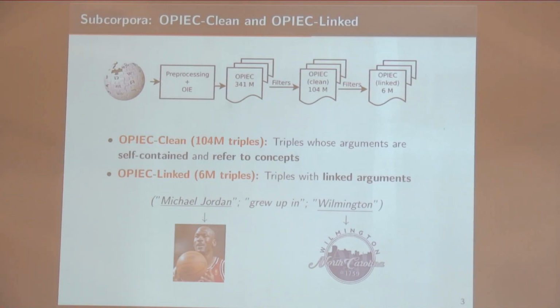OPIEC-Clean contains more than 104 million triples, whose arguments are self-contained and refer to concepts. So this is less noisy than the original corpus. And then OPIEC-Linked contains 6 million triples, which have linked arguments on both sides, like this triple over here.